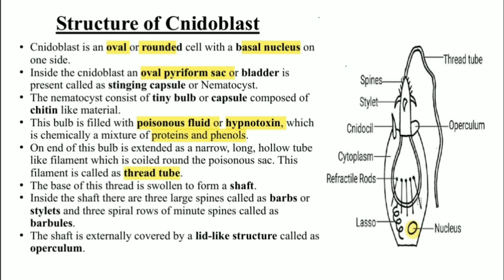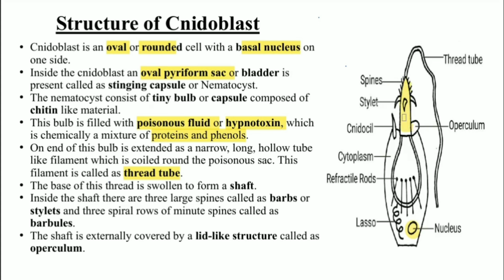So this is the bulb and this is one end of the bulb which is extended narrow. Now this part is getting narrowed gradually. In a rest condition it coils around this bulb, the poisonous sac. It is called as thread tube. The base of this thread tube is swollen to form a shaft. Now this swollen part of the thread tube is shaft.